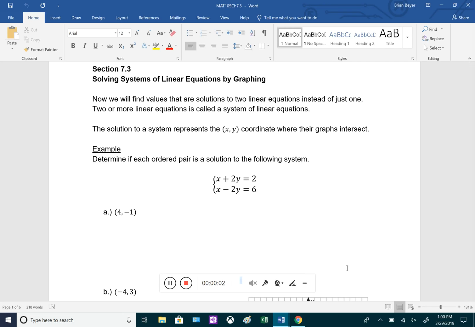Okay, in this section we're going to be solving systems of linear equations, and we're going to be doing it by graphing. Previously we solved linear equations that had one variable in them, and we just solved for the variable. Now we're going to have two equations with two variables, and we're going to be solving for both of the variables. Two or more linear equations is called a system of linear equations. And the x, y values that we find are going to represent an x, y coordinate where their graphs intersect.